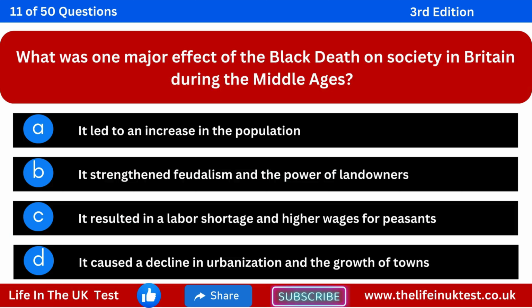What was one major effect of the Black Death on society in Britain during the Middle Ages? Option A, it led to an increase in the population. Option B, it strengthened feudalism and the power of landowners. Option C, it resulted in a labor shortage and higher wages for peasants. Option D, it caused a decline in urbanization and the growth of towns.